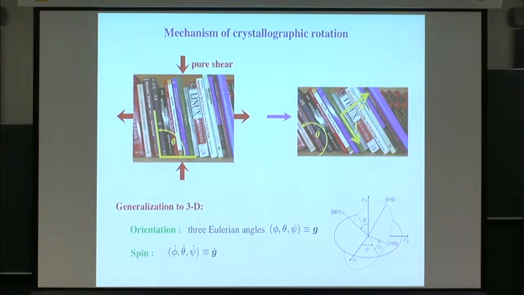So the generalization to 3 dimensions is the following. Now instead of a single angle theta here, I have 3 Eulerian angles, phi, theta, and psi, which are often called boldface G, just for short. And you can see the definitions of the Eulerian angles are over here. And we also have a spin, 3 components of the spin of the crystals. That's essentially the 3-dimensional version of this spin of the books. So again, those spins are lumped together in a single symbol, which is called G dot.